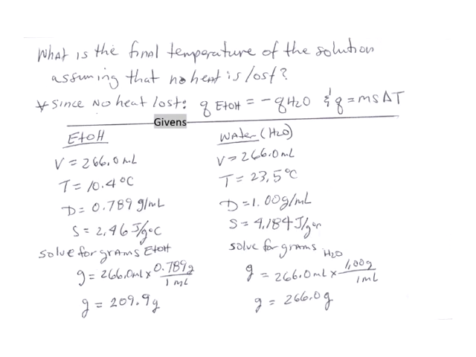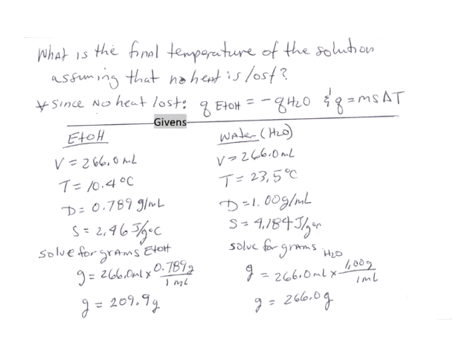And then it gives the density of ethanol as 0.789 gram per mL and the density of water as 1.00 gram per mL. The specific heat of ethanol is 2.46 joules per gram degree C, and the specific heat of water is 4.184 joules per gram degree C. Now, it's very important that you note that since it said no heat loss, that means that the heat of ethanol equals minus the heat of water.